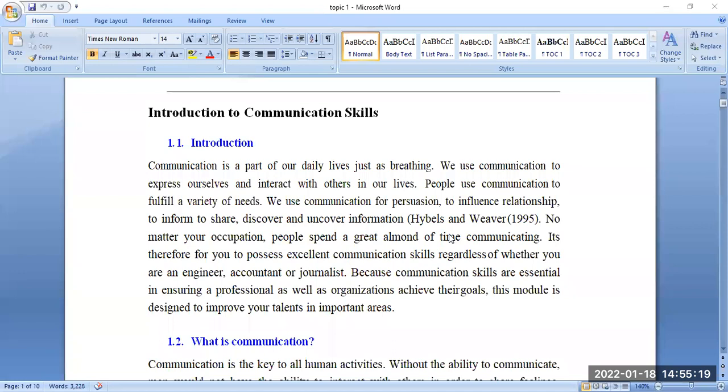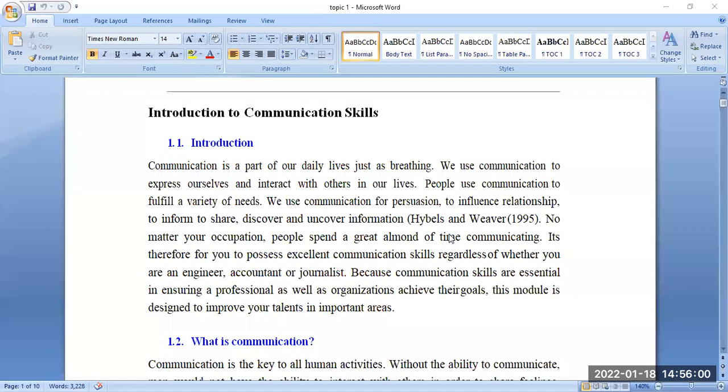To vote for them. So again, we use communication to influence relationships. It is through communication that our relationship with one another grows. For example, maybe you are a boy, you have loved a girl. If you have loved someone, or maybe you are a father and a daughter, or a teacher and a student, these people must communicate to enhance their relationship or to make sure that the relationship goes on and on. If one of them keeps quiet, there is no relationship that happens.